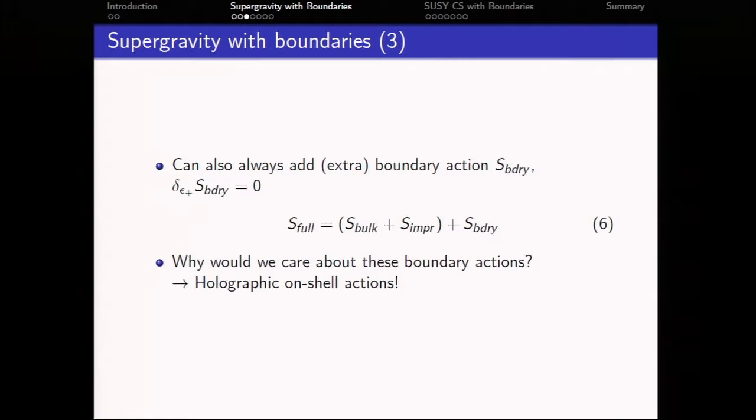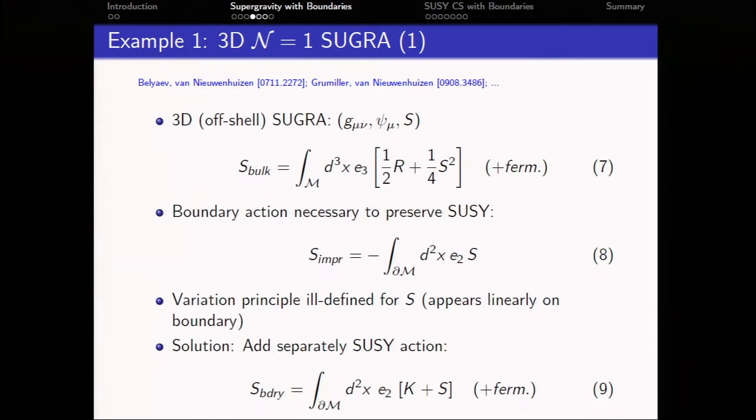Now let me try to convince you why I should care about this procedure at all. This might be just some kind of technical cutesy trick that I'm explaining here, but is it really useful? The first example I want to give is very simply minimal supergravity in three dimensions. This was first studied in, I think, the first supergravity paper that uses this formalism of supersymmetry without boundary conditions. And then it was applied to holography by Grumiller and Riegler, so I'll get to that on one of my next slides. So the starting point is just 3D off-shell supergravity.